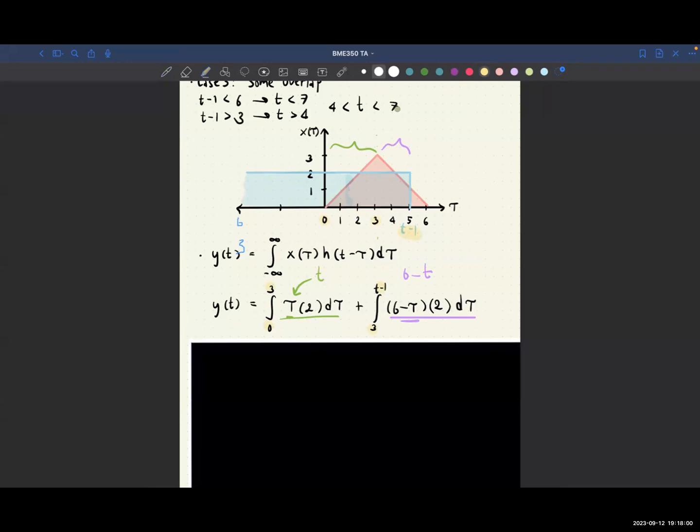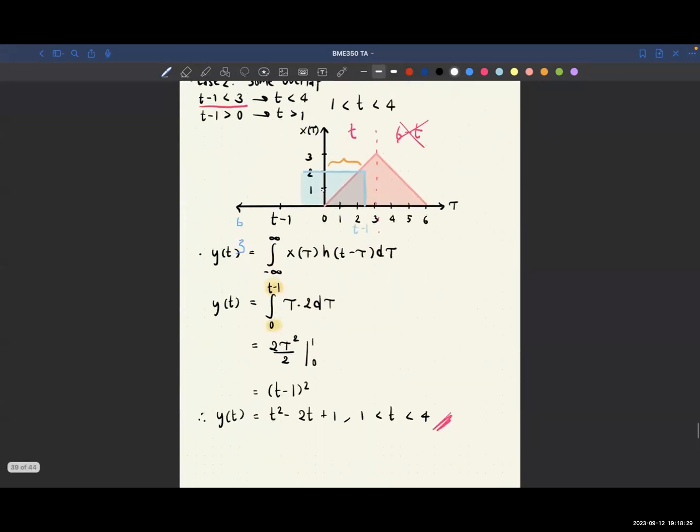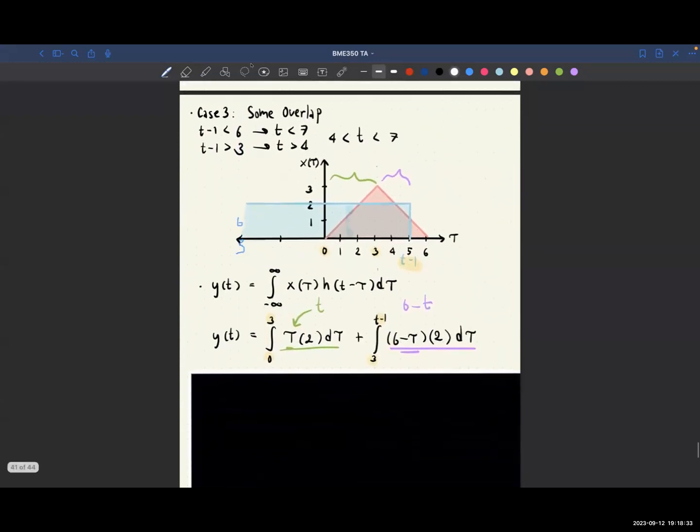Do you understand why I set the boundary condition as 0 and 3 for the part before tau equals 3 here? And why do we set it as 3 to t minus 1 after tau is more than 3? Just like the previous case, we want to focus on the start and the end of the overlapping area.